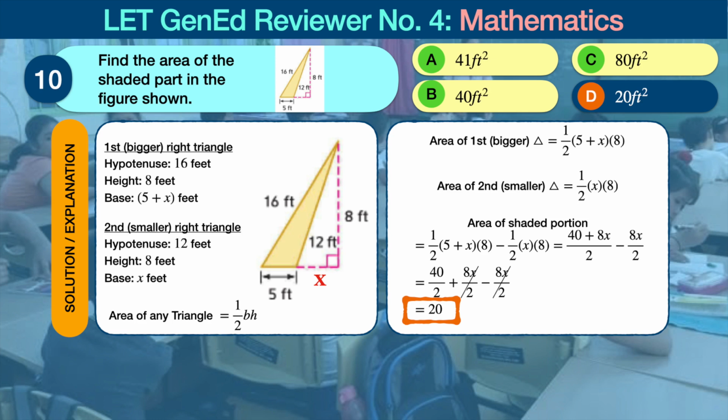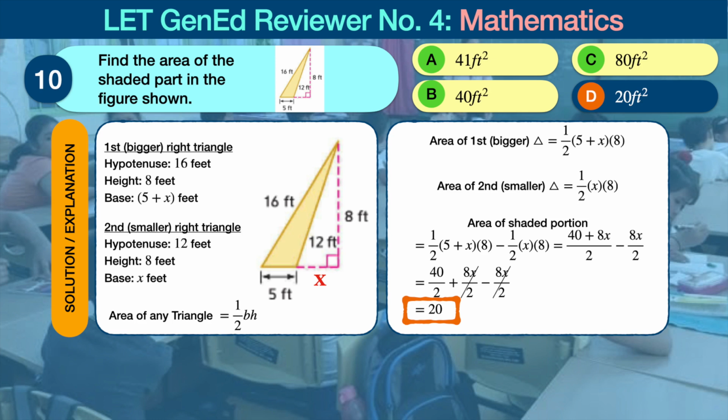The first and bigger right triangle has the following side measurements: hypotenuse of 16 feet, height of 8 feet, base of 5 plus x feet. Did you see it? The second and smaller right triangle has the following side measurements: hypotenuse of 12 feet, height of 8 feet, base of x feet.